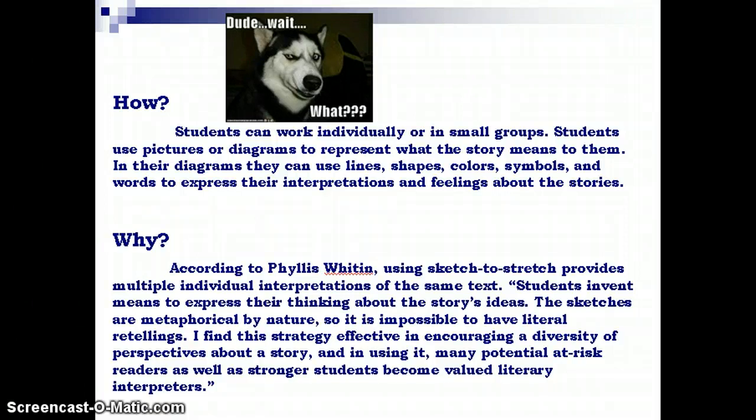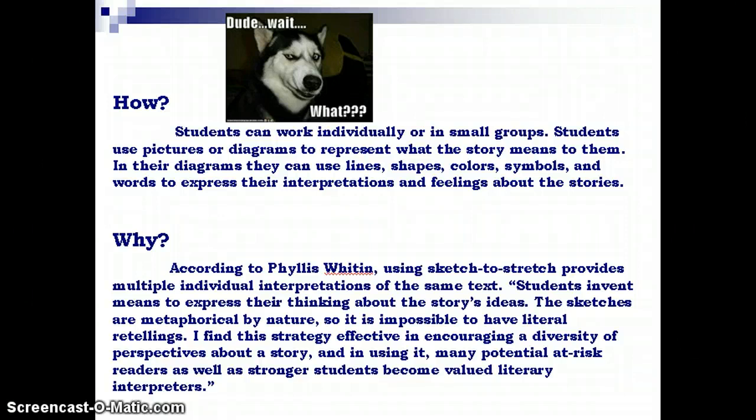I find this strategy effective in encouraging a diversity of perspectives about a story, and in using it, many potential at-risk readers, as well as stronger students, become valued literary interpreters.